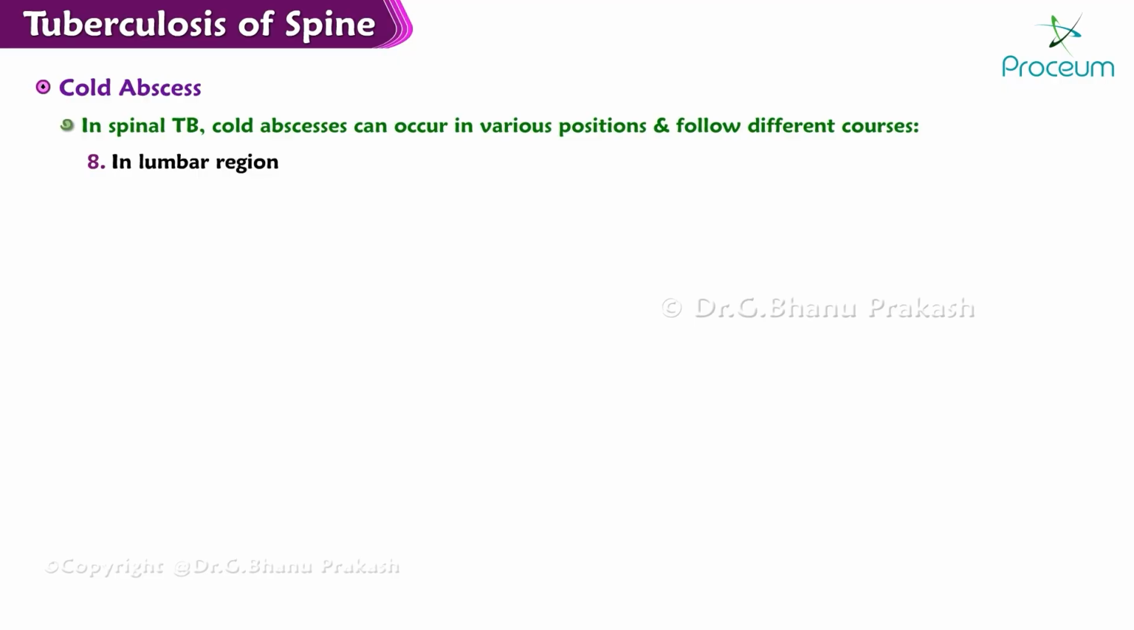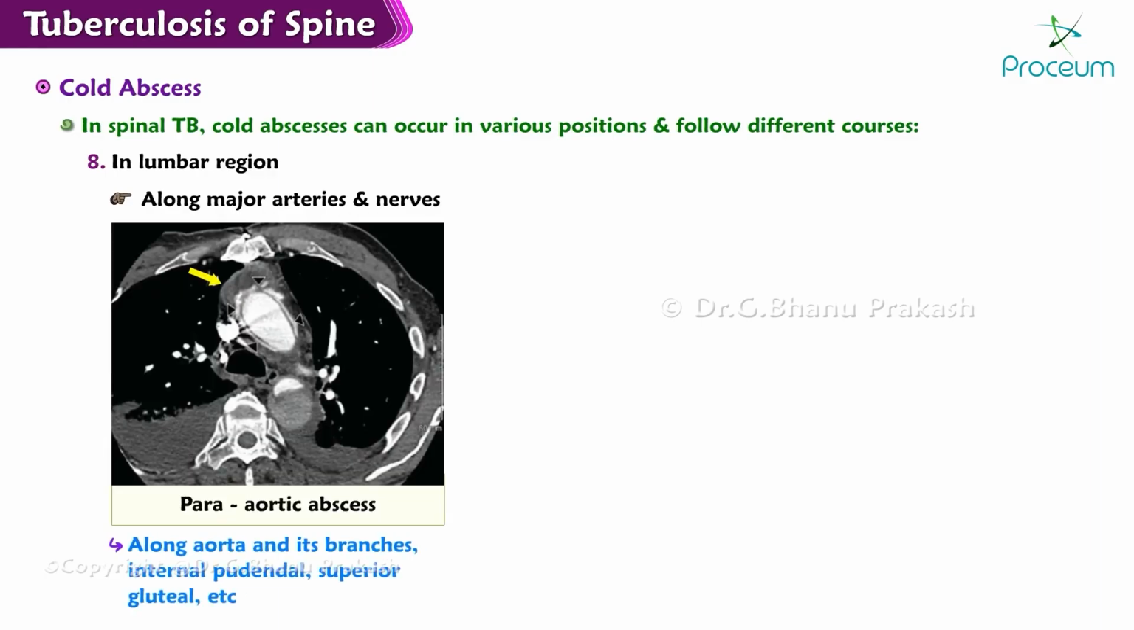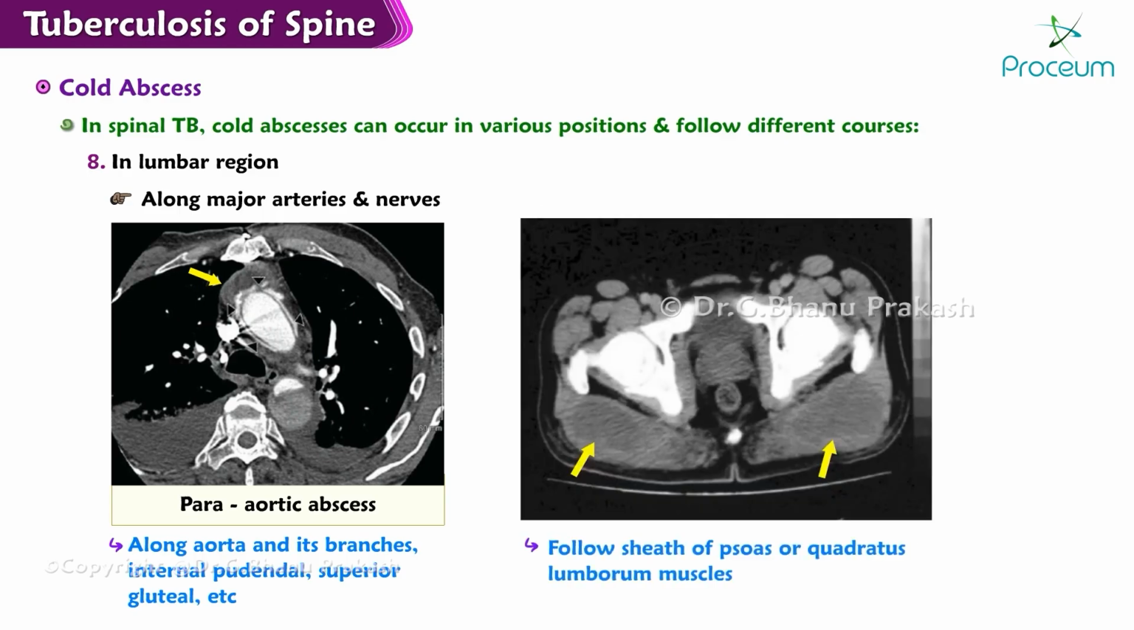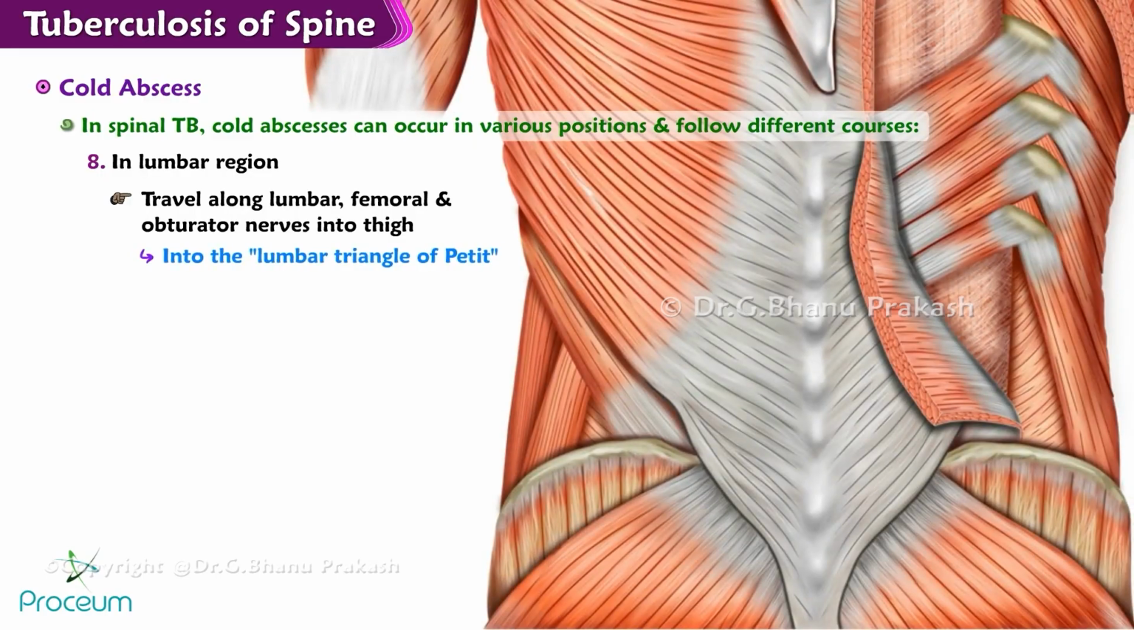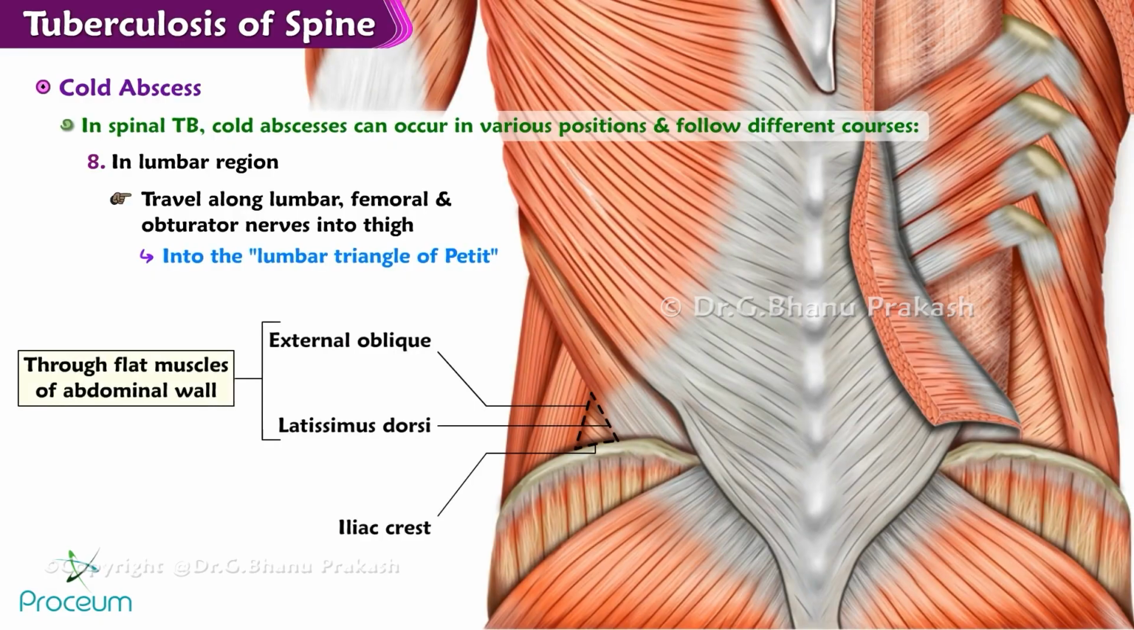In the lumbar region, along the major arteries and nerves, cold abscesses can track along the aorta and its branches, as well as the internal pudendal, superior gluteal, etc. They can follow the sheath of the psoas or quadratus lumborum muscles. They can travel along the lumbar, femoral, and obturator nerves into the thigh. Into the lumbar triangle of Petit. Cold abscesses can pass through the flat muscles of the abdominal wall in this region.